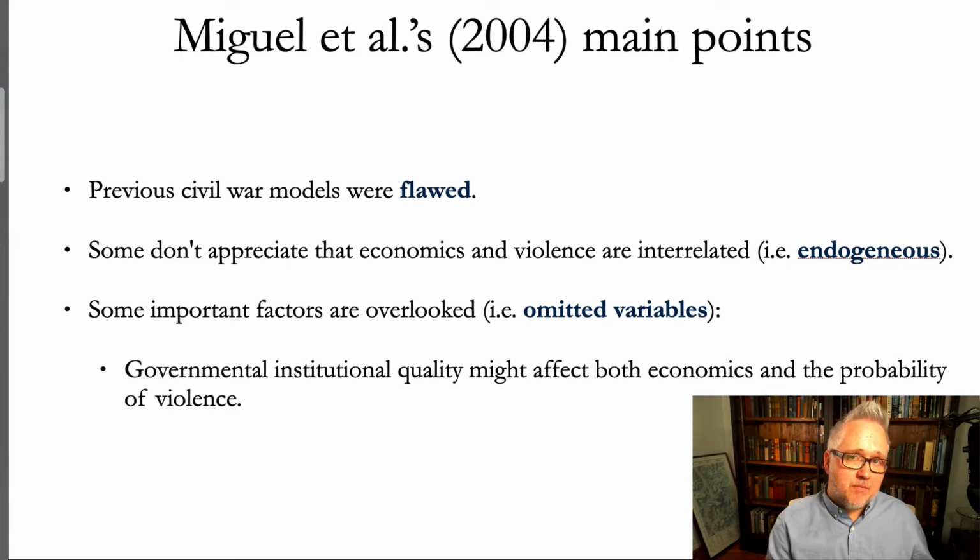The other main point that they're trying to make is that some important factors have been overlooked in existing models of conflict, or so-called omitted variables. For example, government institutional quality might affect both the economic production and the probability of violence. That would be a spurious relationship. You have a third factor really driving the causal effect that you're looking at between X and Y. A pure omitted variable bias would be something that affects conflict but doesn't really affect anything else in the model, but that it's like, for example, military intervention or involvement in a country might have an effect on the likelihood of conflict.